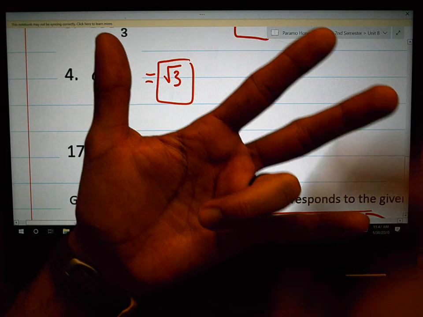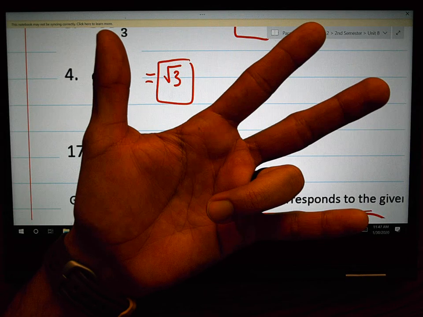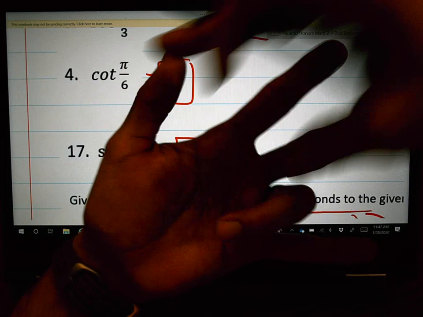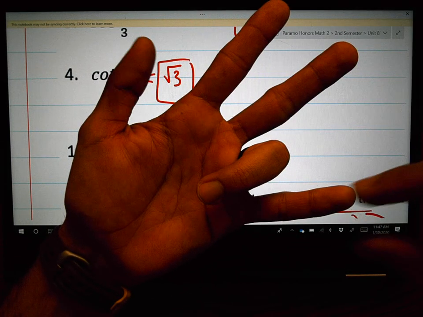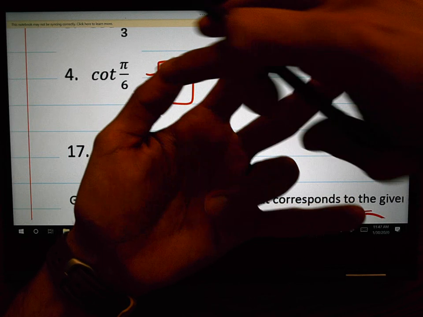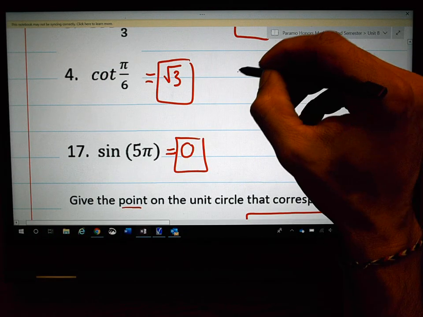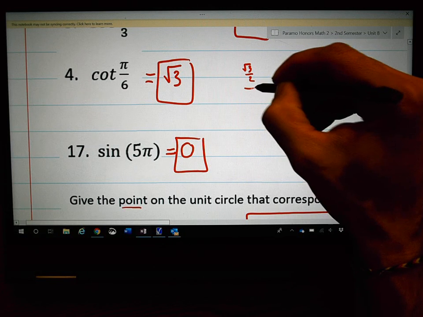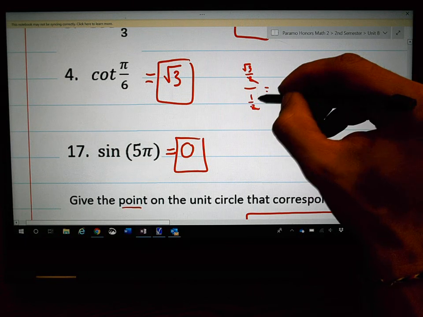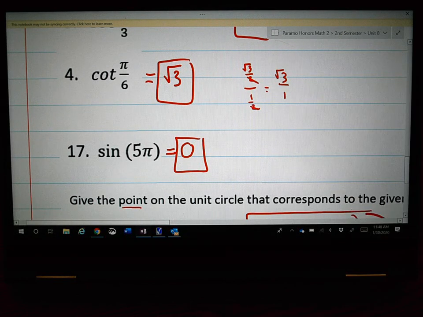Cotangent is the reciprocal to sine divided by cosine, or the reciprocal to tangent. So what I do is I say cotangent is cosine divided by sine. The left side divided by the right side. Root 3 divided by 1. Technically it's this, but those denominators cancel, and so I literally just think about this number on top and over this number on bottom.